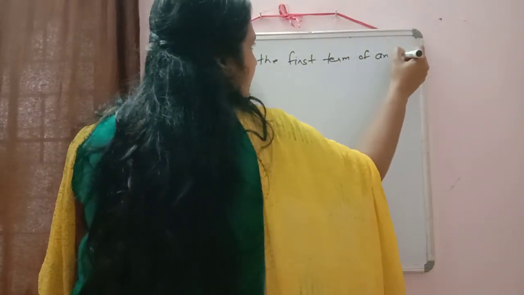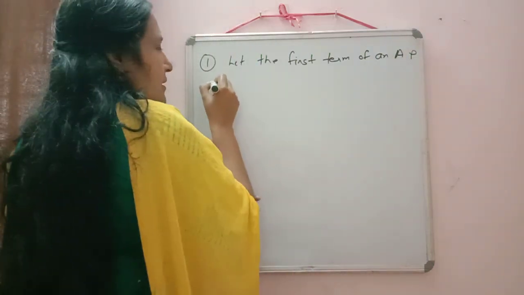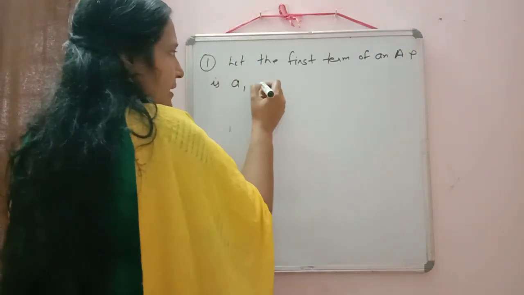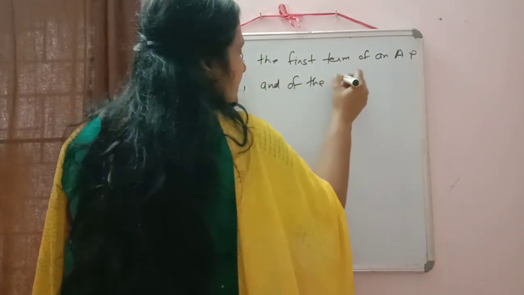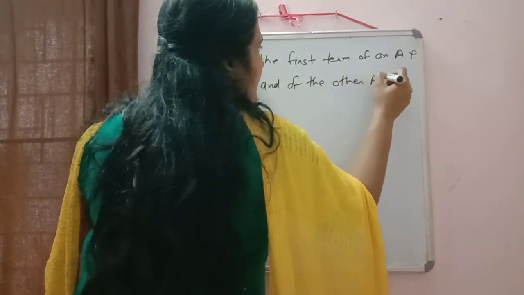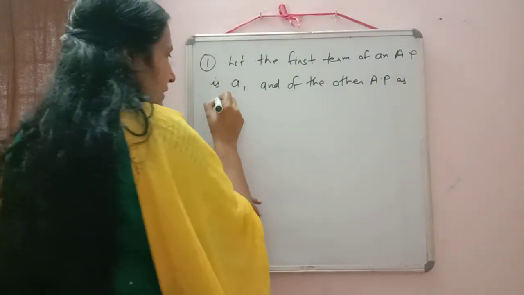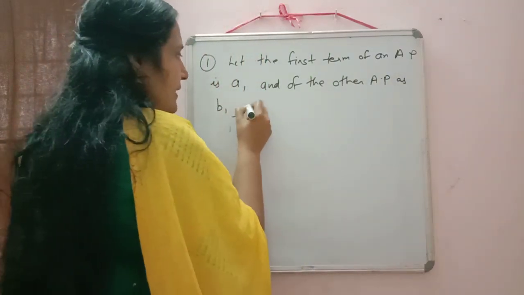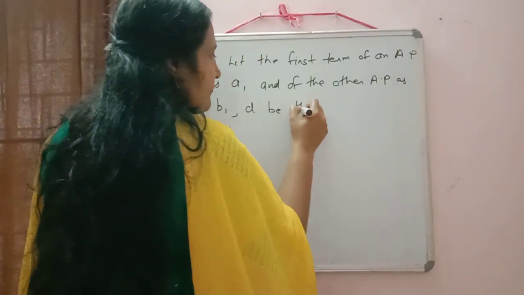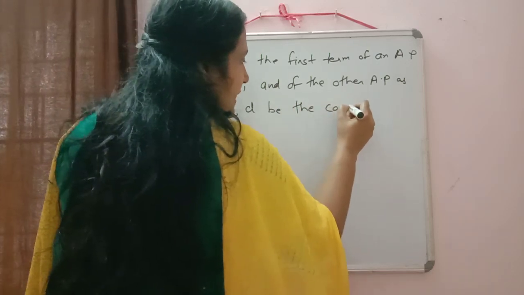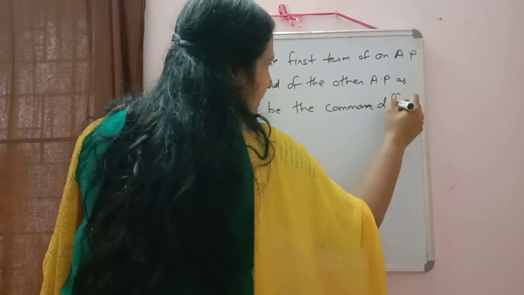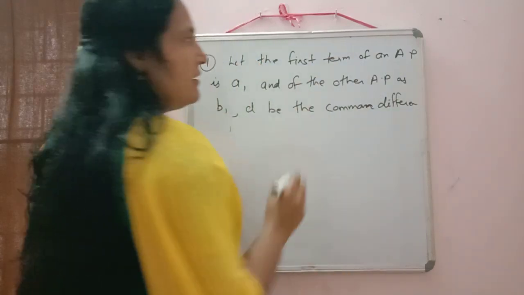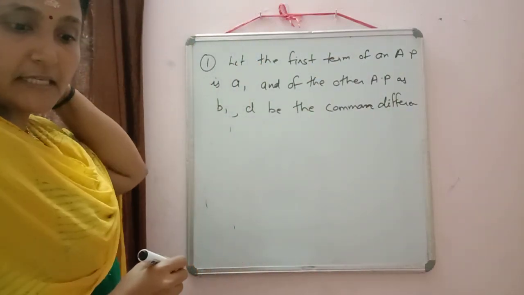Let the first term of an AP be A1 and of the other AP be B1, and D be the common difference. The common difference is the same, that's why we are taking the common difference as D. Now we will check what will be the first term.